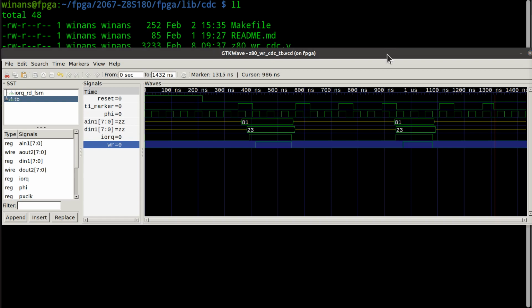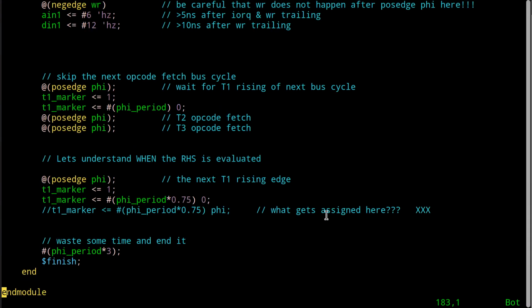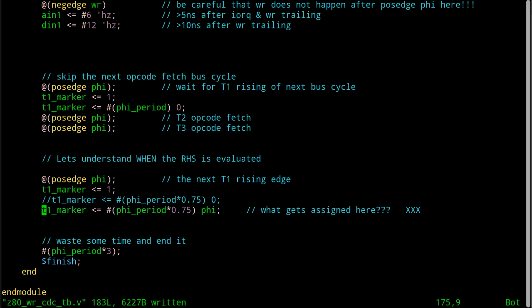Okay, so that's the code we're looking at right now. And that makes sense because of what we were just talking about. Waiting in terms of phi, the period, that's fine. What if I do this? So now what's going to happen? Is this going to assign the value of phi 3/4 of the way through the period, or is it going to assign the value of phi when it schedules the assignment to take place later? Which we know are two different values.